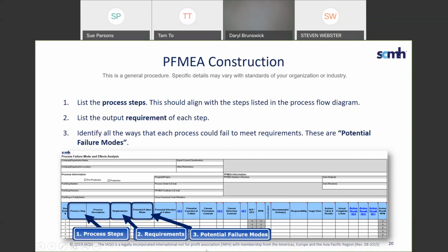So what are your failure modes? How did you fail to meet the requirement of the drawing? That's the big one again. How did you fail to meet the requirements? Next slide.